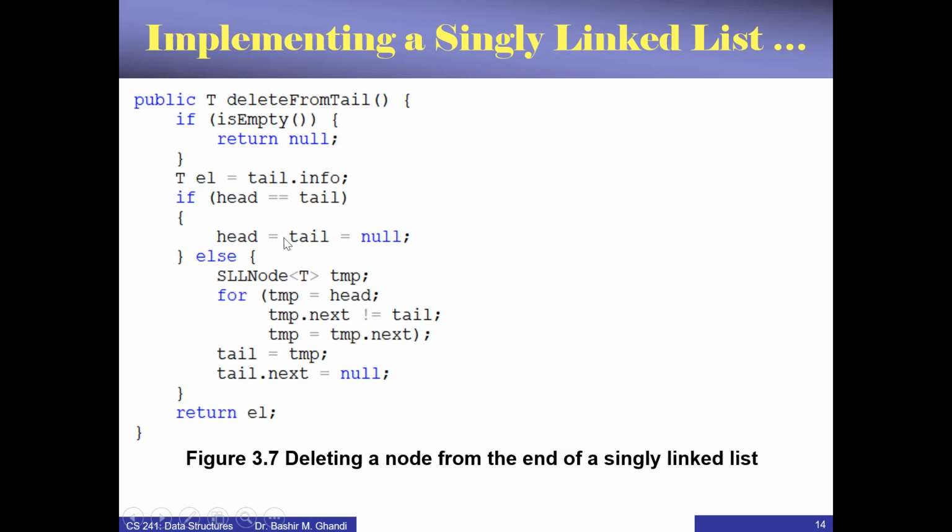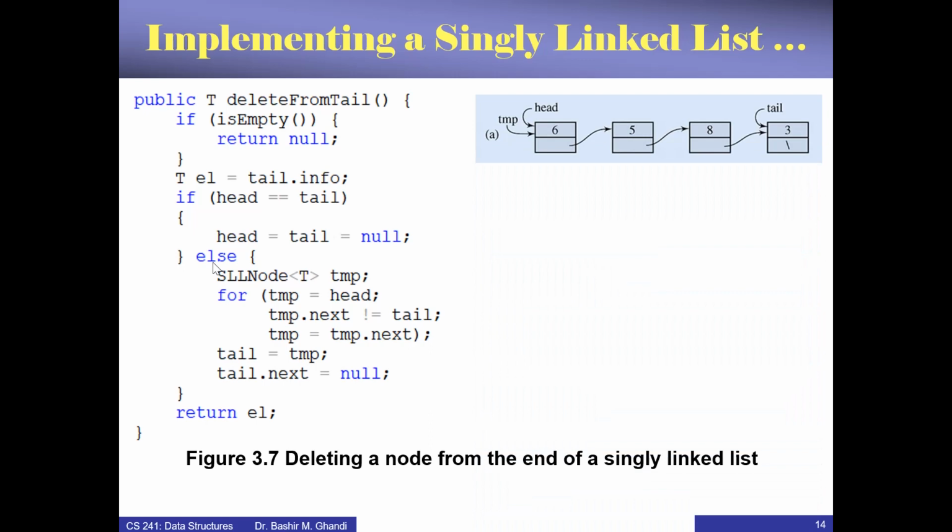Okay, so for these two cases, there is no difference between delete from head and delete from tail. If it's empty, there is nothing to do. If there's only one node, empty the list in both cases. The difference is in the third scenario, where there are elements, but we are still interested in deleting the last node. Okay, let me show you the scenario. We have elements in our list and we want to delete this one.